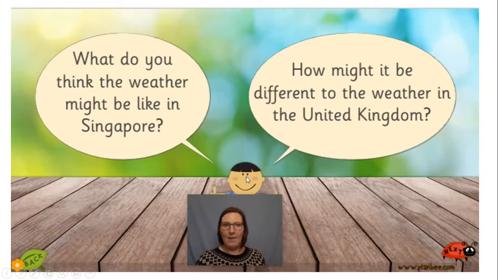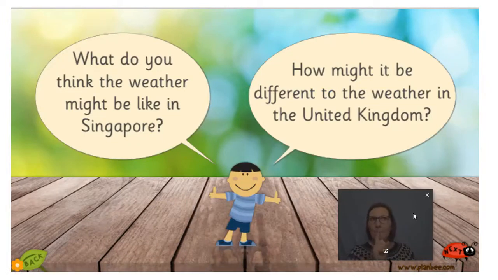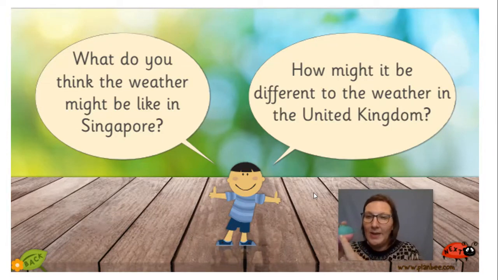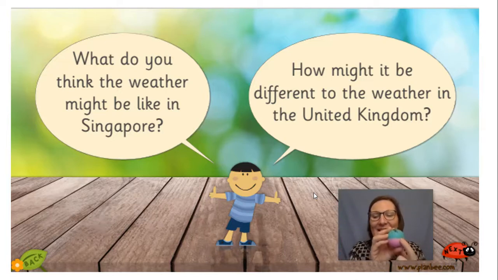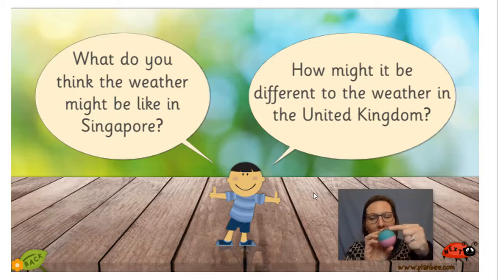Okay. Now, what do you think the weather might be like in Singapore? It's closer to the equator. We talked about that, didn't we? When you're close to the equator, it's a lot warmer, isn't it? The further away from the equator, remember we talked about the North Pole and the South Pole. The North Pole's at the top and the South Pole's at the bottom. It's really cold up here.